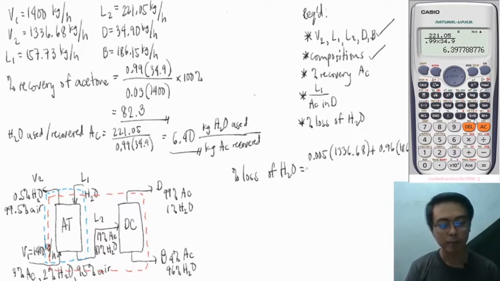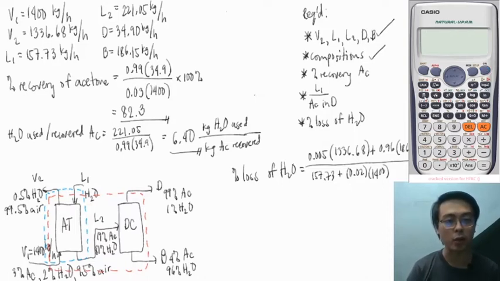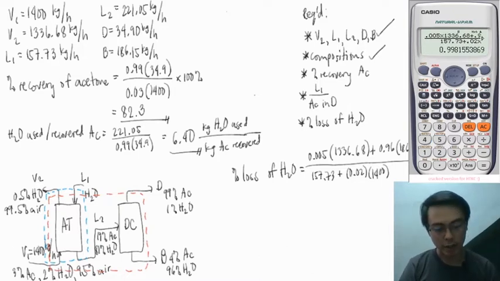Divided by how much water was input, or how much water was fed into the process. Water was fed into the process through L1 and V1. So L1 is 157.73, and in V1 it's 2%. So 0.02 times 1,400, times 100%. That is the percent loss of water. Inputting in the calculator, we have 99.8%.